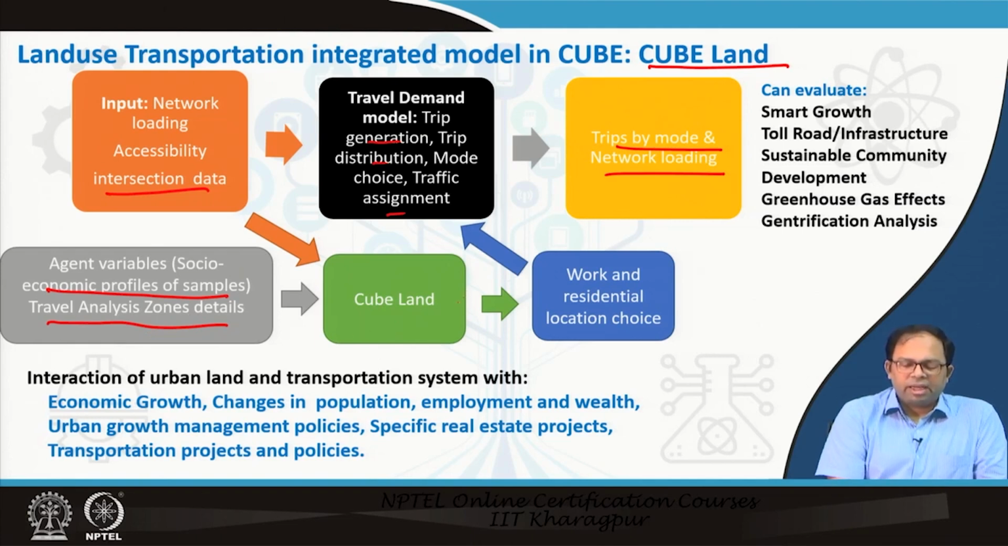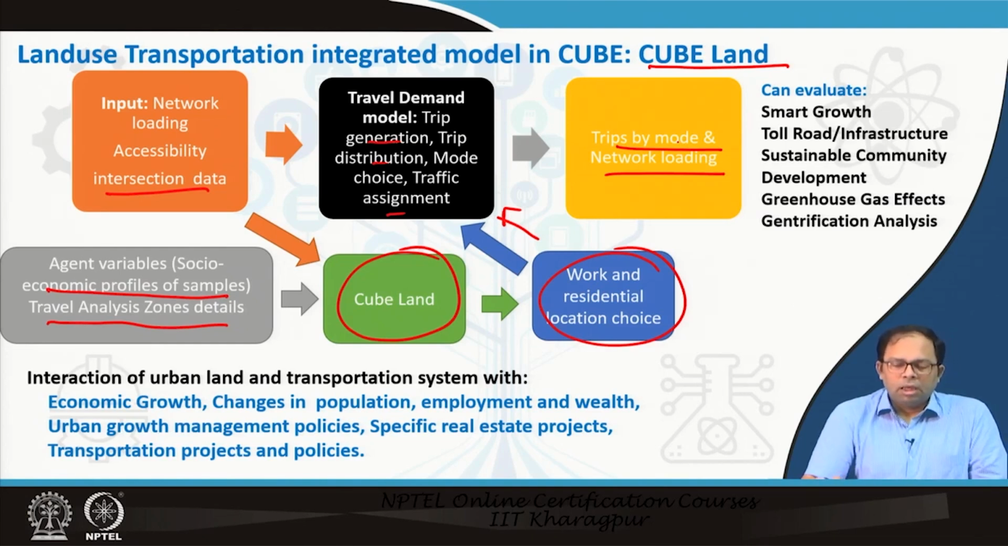When we take that, we can model the real estate developments, and then using a residential location choice model, we can decide where people will redistribute themselves, or what would be the total households in each zone and so on. And then this goes as input to the travel demand model, which eventually helps us to determine what kind of flows are there in different corridors. So Cube Land is where the interaction of urban land and transportation system happens.